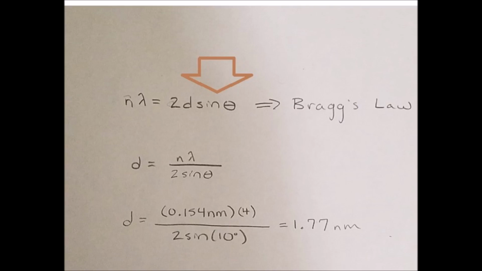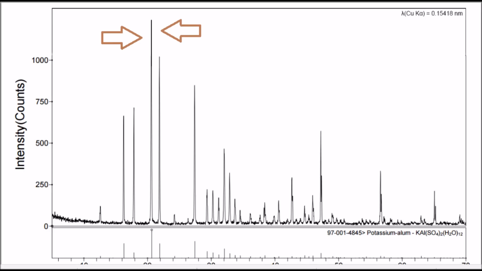For the most intense peak on this diagram, the angle is 10 degrees. The wavelength, which is given, is 0.154 nanometers. The order of the peak is 4. This is found by counting each large peak on the chart from the right. The most intense peak is the 4th from the right, so the order should be 4.